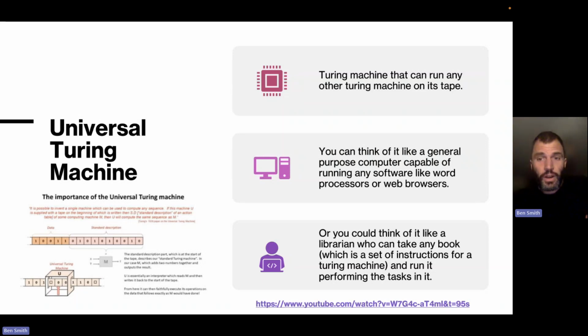Also, you can think of it like a librarian, and all the books in the library are sets of instructions for a Turing machine, with tasks in it they need to perform.